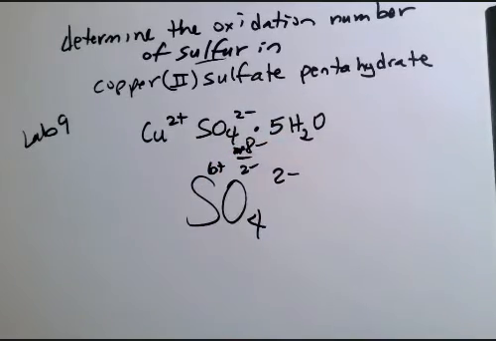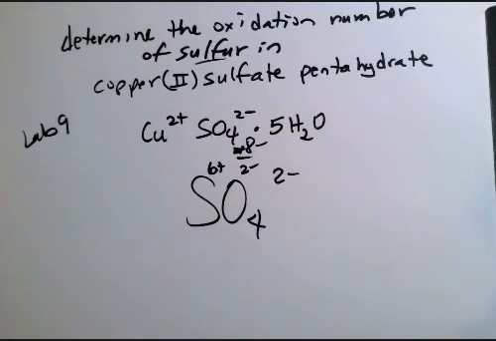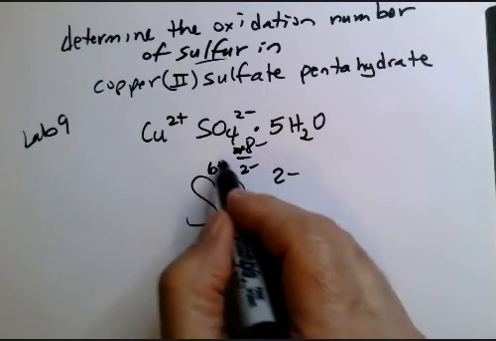So there's the answer. The oxidation number of sulfur in copper(II) sulfate pentahydrate is 6+.